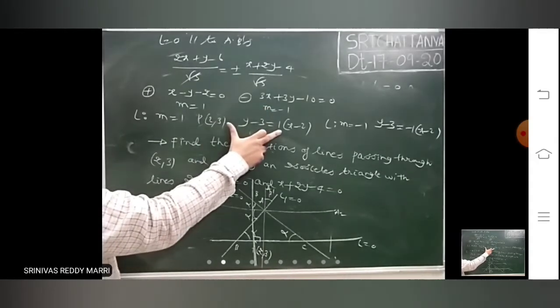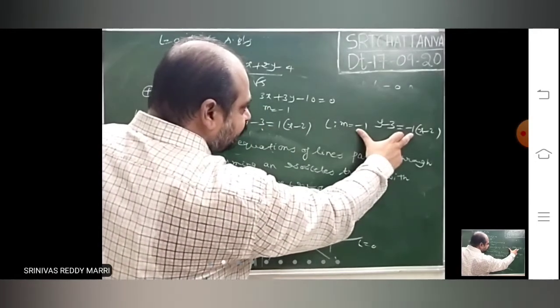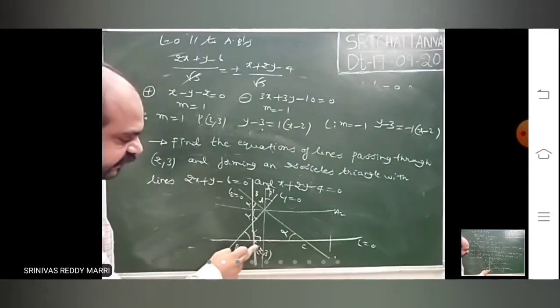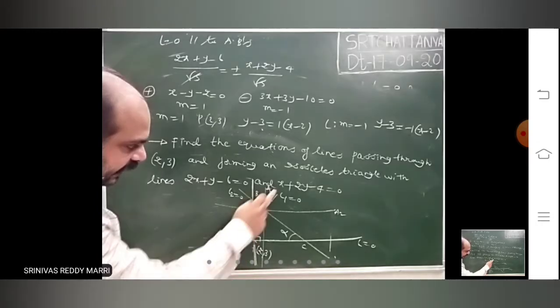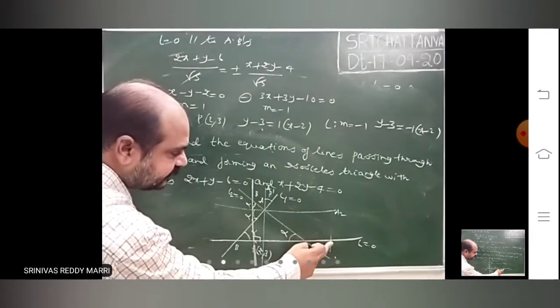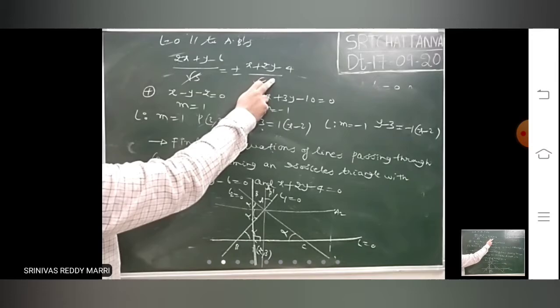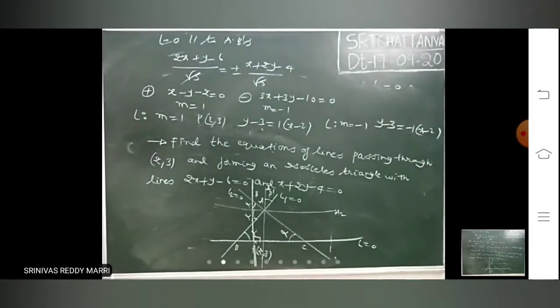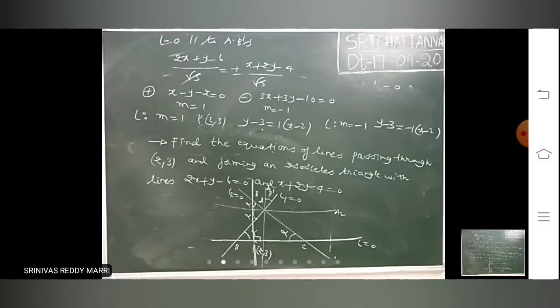L1 position has slope 1, and the other position of L has what? Slope minus 1. Like that, for lines passing through a point and equally inclined with L1 equal to 0 and L2 equal to 0, there will be two positions. To find that line, simply find the angular bisectors of both lines and find their slopes. Then write the line passing through the point with the slope you got, the slope of the angular bisector.